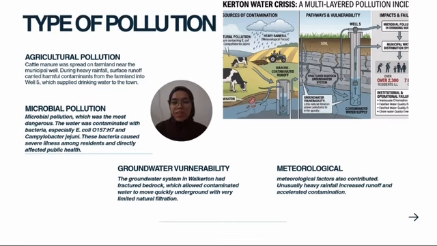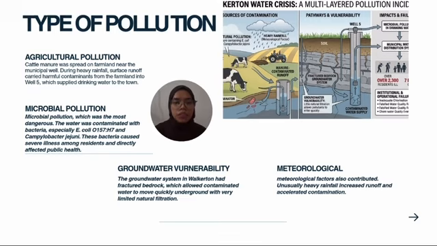I will explain the types of pollution involved in the Walkerton water crisis. The first type was agricultural pollution. Cattle manure from a nearby farm was sprayed on agricultural land, and the manure contained dangerous bacteria such as E. coli O157:H7 and Campylobacter jejuni. After heavy rainfall, the contaminated runoff entered Well 5, which supplied drinking water to the town. The second type was microbial pollution. It was the most dangerous contamination because the bacteria entered the municipal water supply and caused several illnesses among residents. More than 2,300 people became sick and 7 people died due to contaminated drinking water.